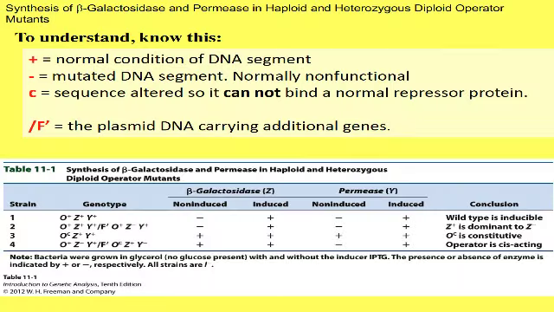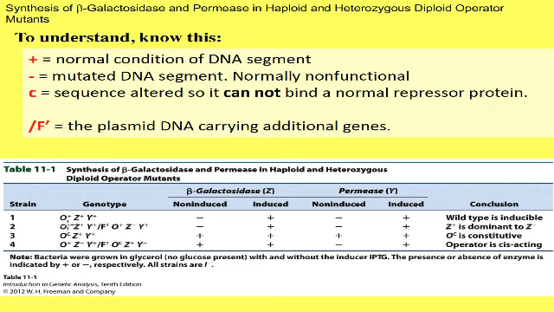Let's begin with a simple analysis. Here we have a table of 4 different test tubes, each one with a different combination of chromosomes with different situations. In order to understand this table, we have to understand what the symbols mean. The O stands for the operator, the Z stands for the beta-galactosidase, and the Y stands for the permease, the enzyme that allows lactose to enter the cell.